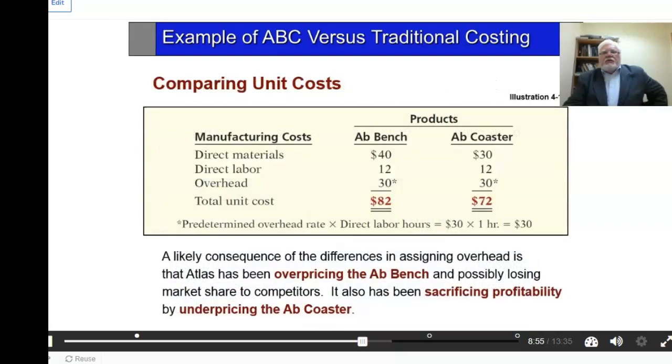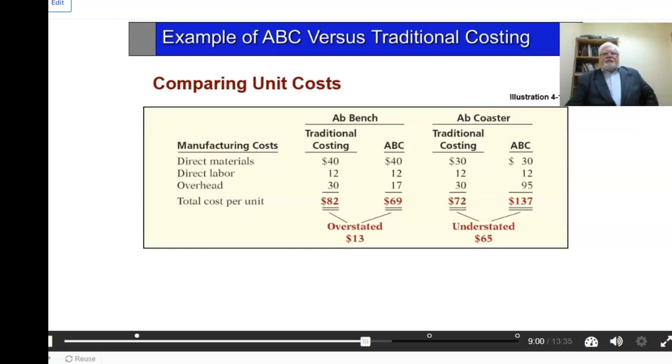Well, look at that. If I compare traditional costing of the bench at 82, ABC costing indicates that my true costs are about 69. If I've been selling that bench at 123, I'd be killed in the marketplace by any of my competitors who had a better picture of what the true cost of that bench would be. That is, if they were looking at a markup of 50% just like I am, they would be selling that at about 105 instead of my selling mine at 123.